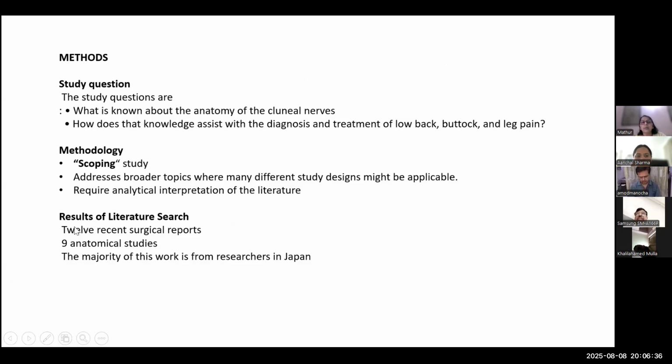So basically the study questions are, what is known about the anatomy of these cluneal nerves, and how does that knowledge assist with the diagnosis and treatment of low back and buttock pains? The methodology was a scoping study. The scoping study addresses a broader topic where many different study designs might be applicable, and requires far more analytical interpretation of the literature as compared to other studies that are generally done. The results of the literature search were 12 recent surgical reports and 9 anatomical studies, and the majority of this work was conducted by researchers in Japan.